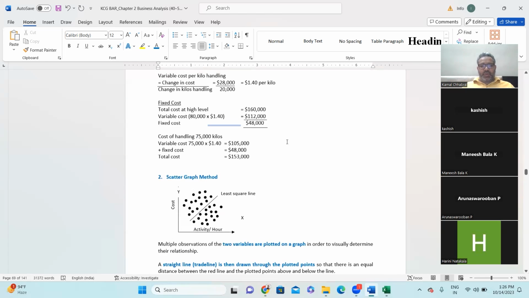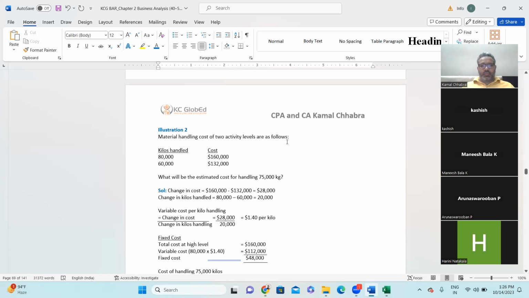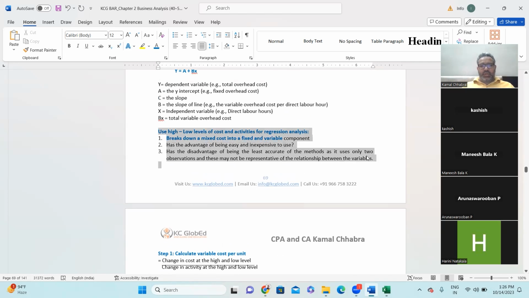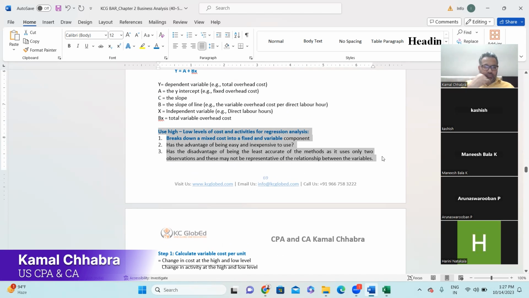We have done a few examples. What does it say? Just read this again. Kashish, can you read this for me? The low level of cost and activities for regression analysis. Break down a mixed cost into a fixed and variable component. Has the advantage of being easy and inexpensive to use. Has a disadvantage of being the least accurate of the methods, as it uses only two observations and these may not be representative of the relationship between the variables.